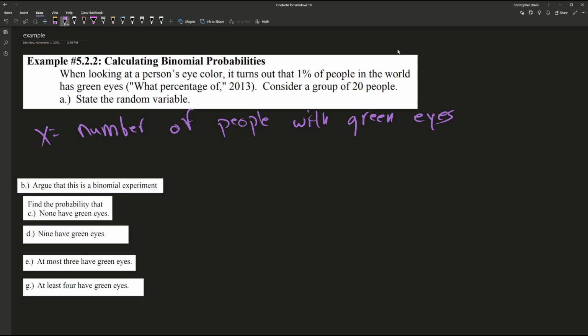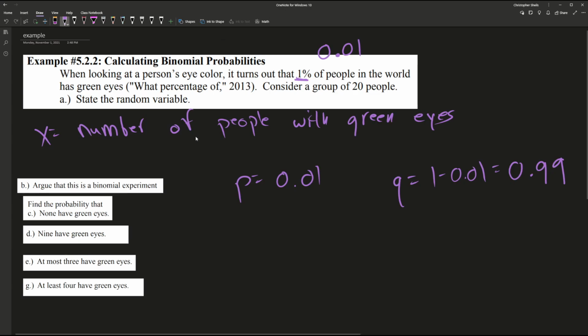A person either has green eyes or they don't have green eyes, so there are only two outcomes. And the probability of a person having green eyes is 0.01. As a decimal, we would write this as 0.01. This is the same for every trial, since every person has the same chance of having green eyes. So here, p is 0.01, and q is going to be 1 minus this, which is 0.99.